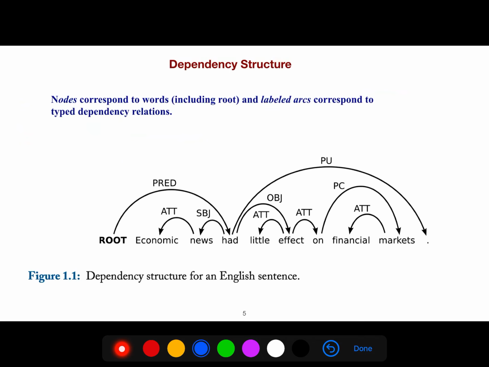And what is the dependency structure? Nodes correspond to words, and labeled arcs correspond to types of dependency relations. I'm sure you're already familiar with these things. For example, everything has a root. The verb, for example, had, is the root, and everything could have a subject, object. So between any two words there is a relation, and it has a label.